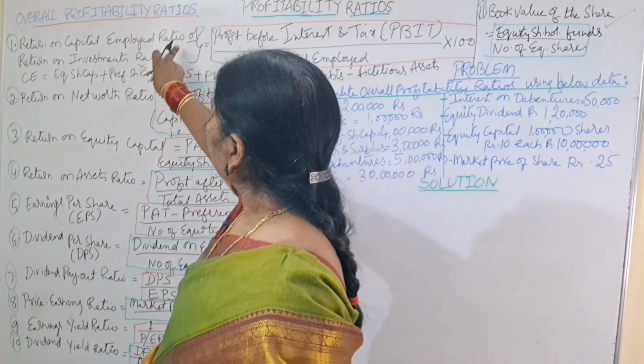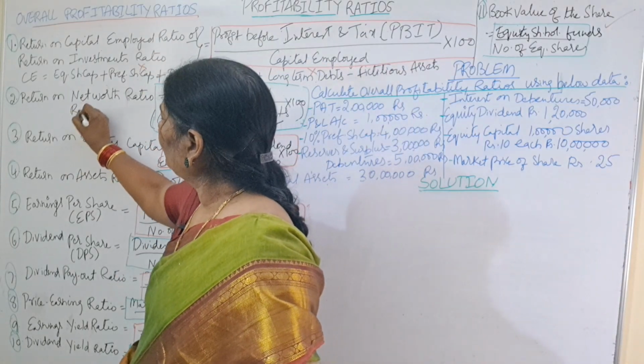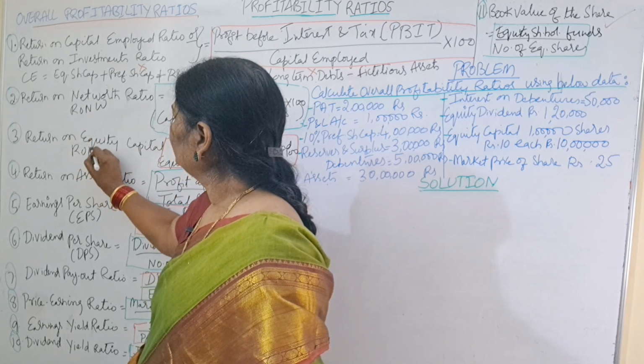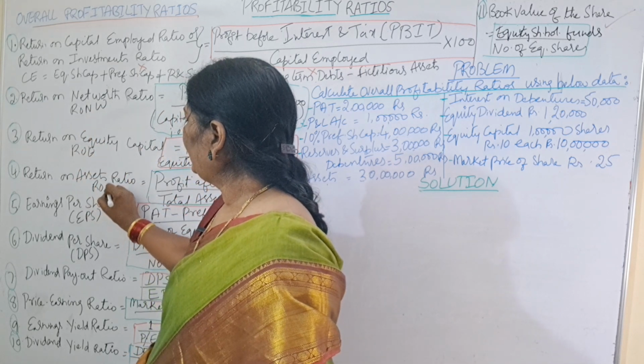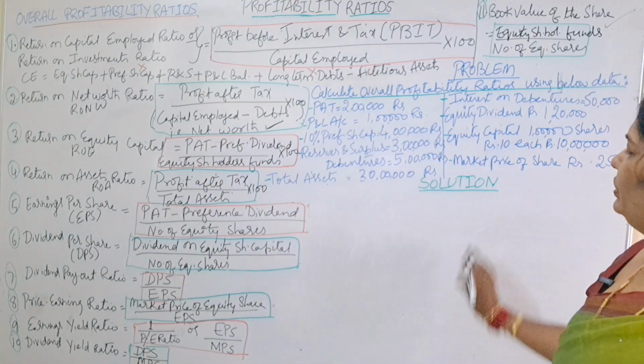This is ROCE, this is RONW, this is ROE, and this is ROA. So in short form, you can understand like this. Now we'll do this problem.